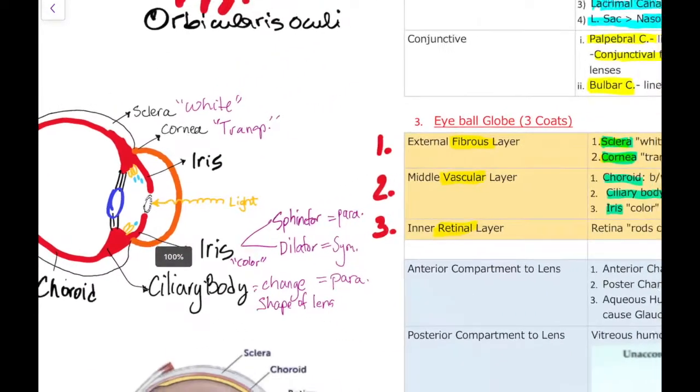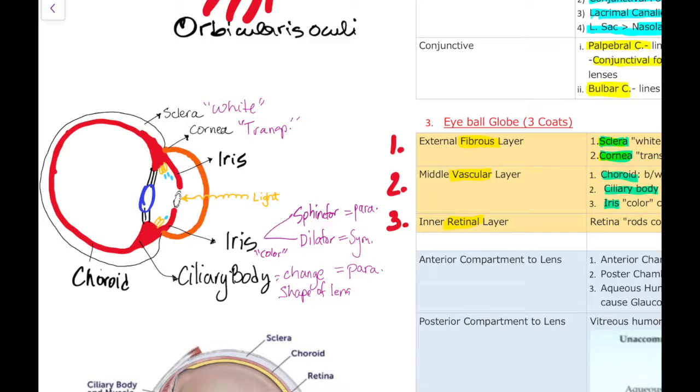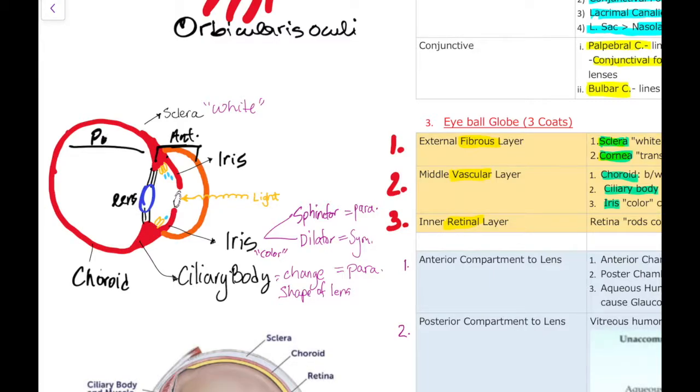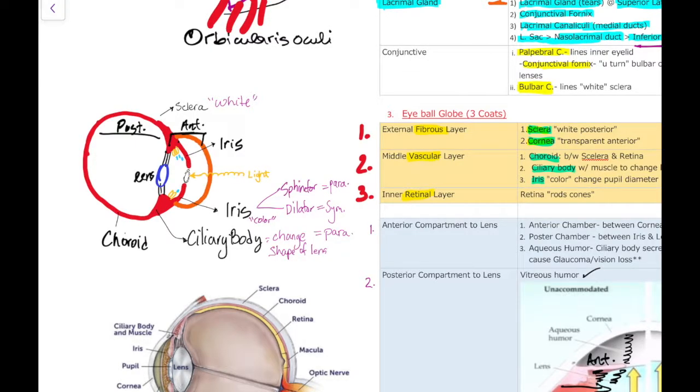If we talk about the compartments of the eye, here we have the anterior compartment, and then we have the posterior compartment. If I erase the cornea and the sclera up top, anything in front of my lens in blue is my anterior compartment. Everything back here is my posterior compartment. The only thing in the posterior compartment, like I said, is the vitreous humor.